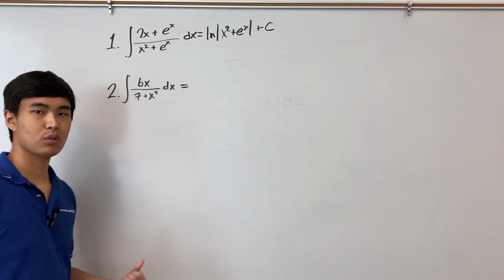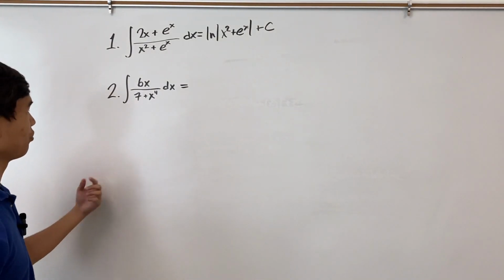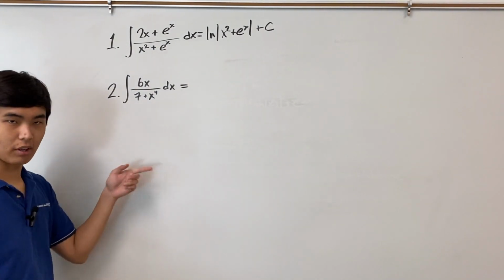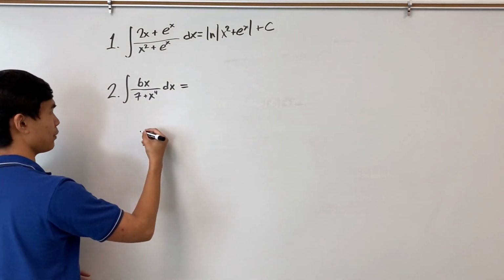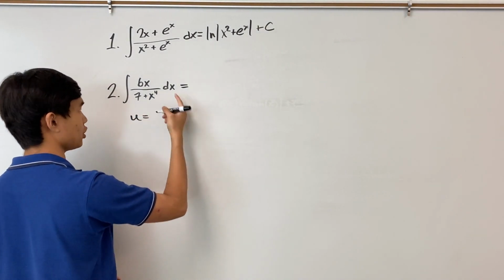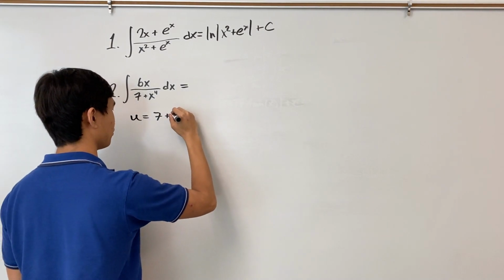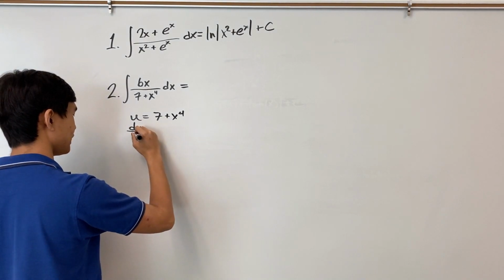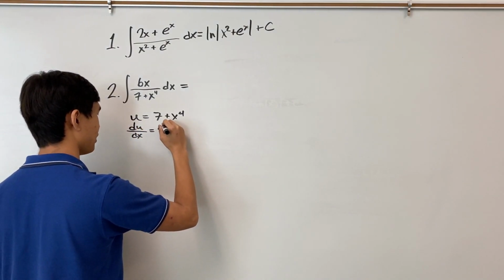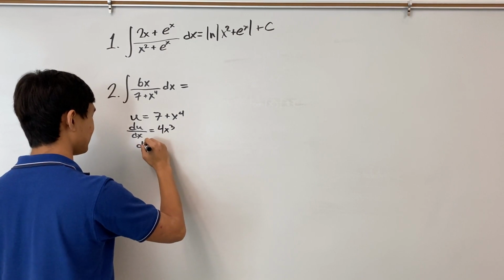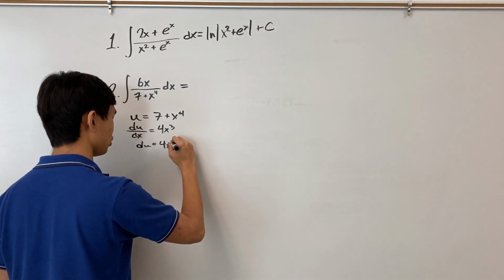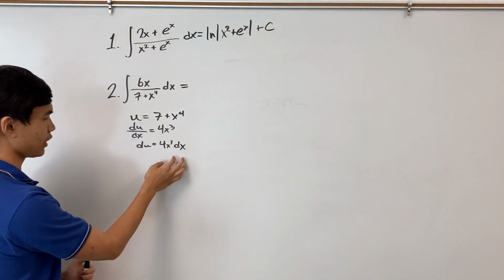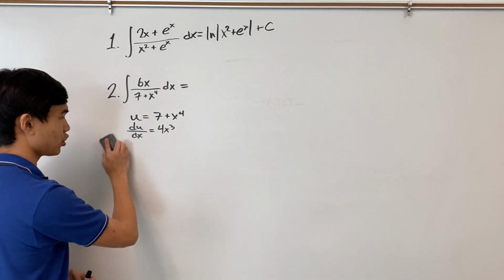And for our second example, we're going to find the integral of 6x over 7 plus x to the fourth dx. So right away, we have a rational function. So let's see if we can make the denominator u and if the du simplifies to our numerator. So we have this equal to u. Then if we take du/dx, we have 4x cubed, and du equals 4x cubed dx. Notice we don't have enough x up top to make this work, so we have to try another way.